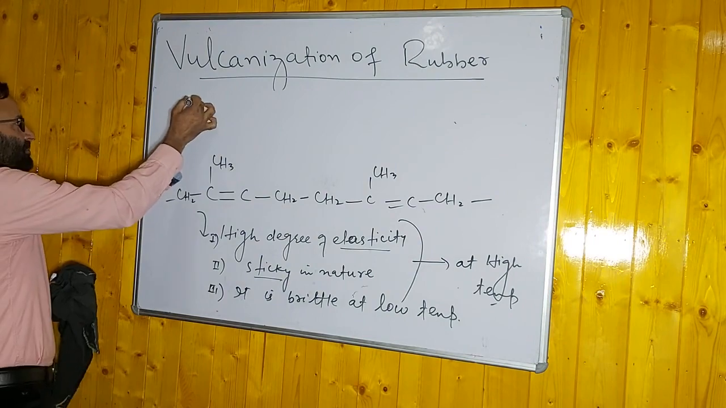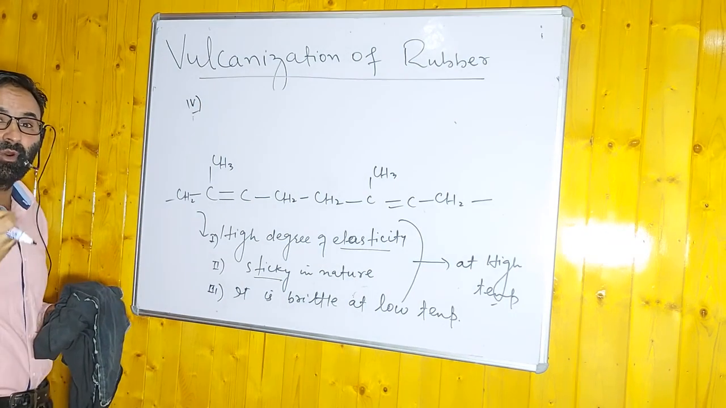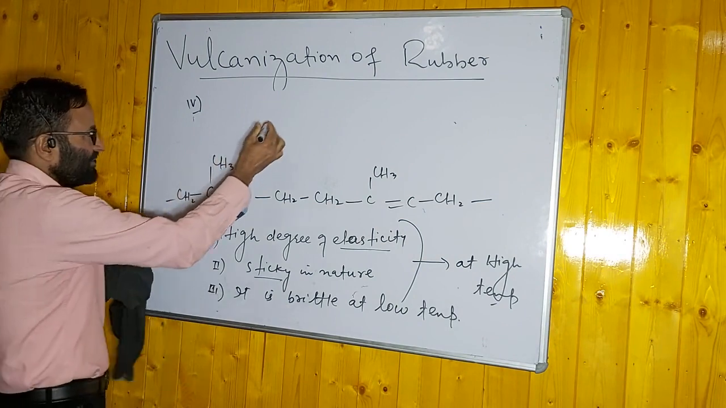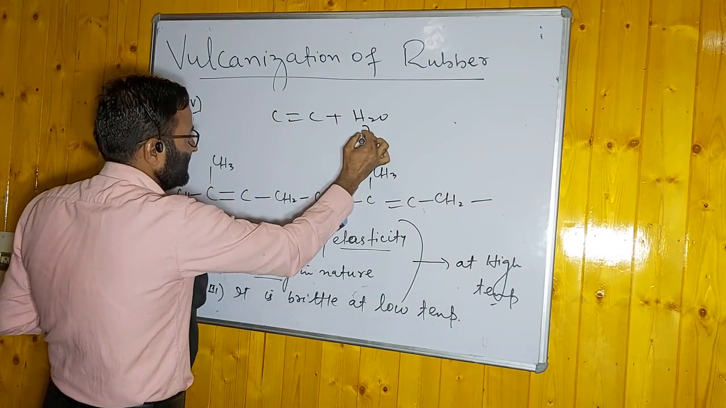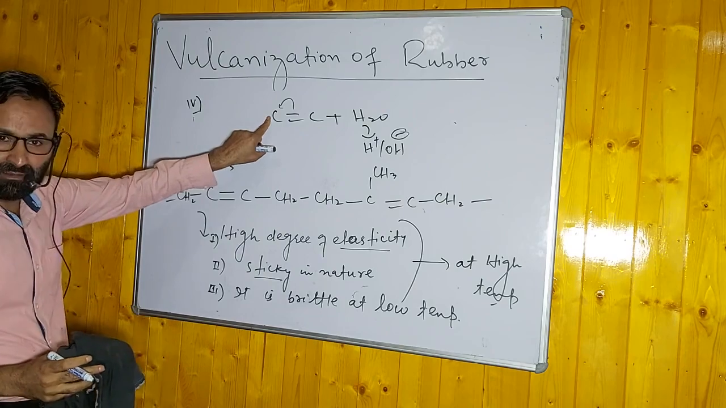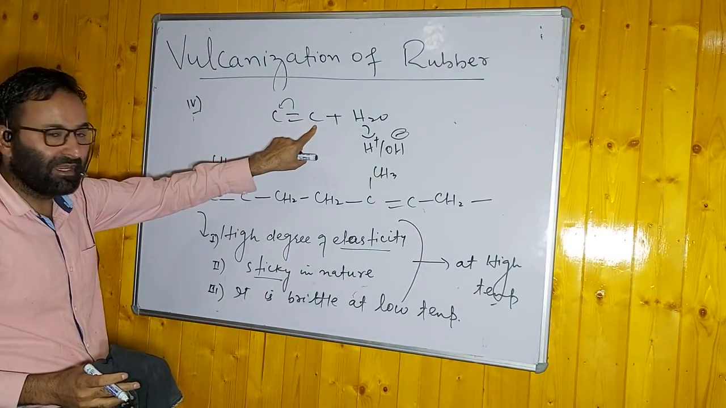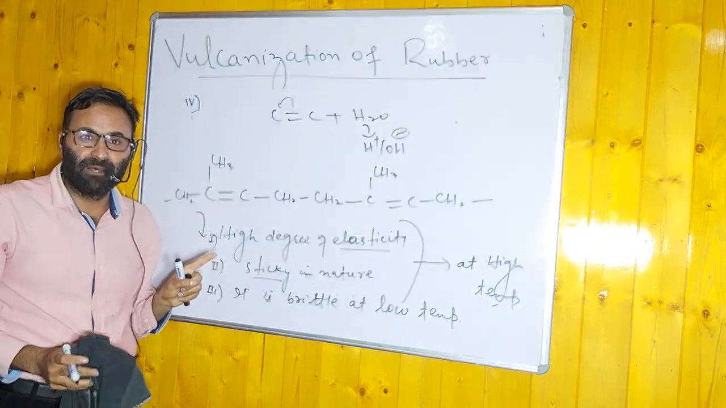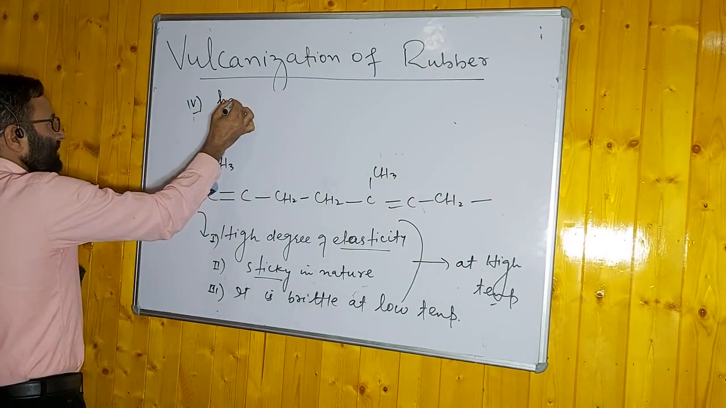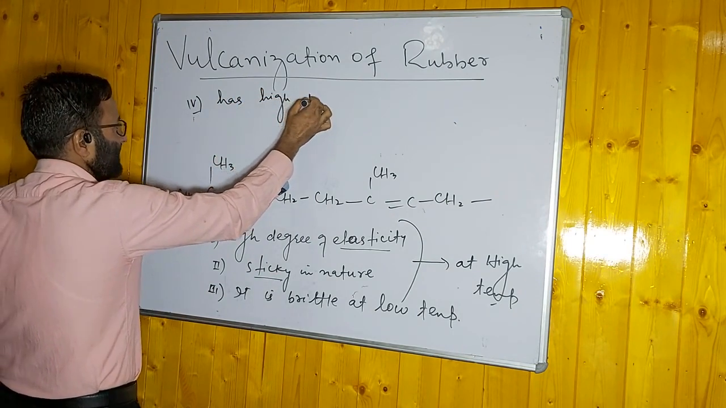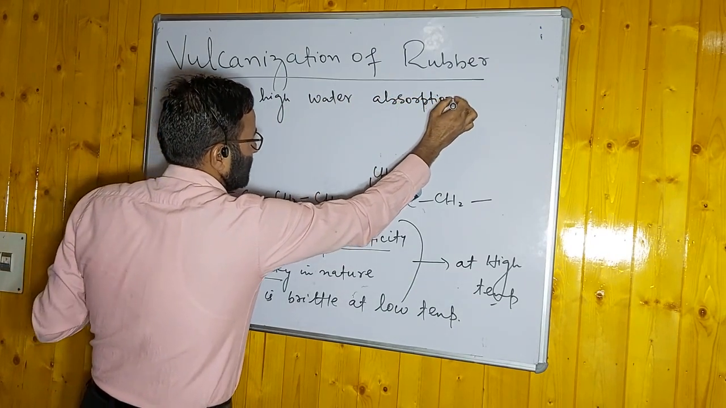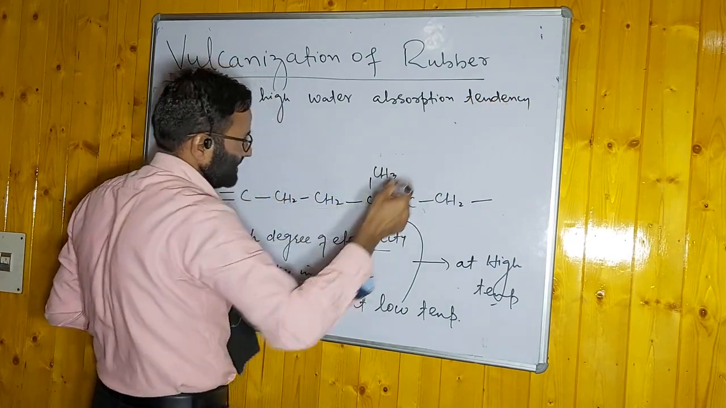Now we have the fourth problem. It has a great degree of water absorption. I have already mentioned at the end of the previous lecture that because of the double bond, water gets added. If you have water, H positive will be added to one carbon, a negative charge will come on the other carbon, and OH minus will be added. It means that whenever there is a double bond, water gets added. This is the fourth problem: it has a high water absorption tendency because of double bonds.